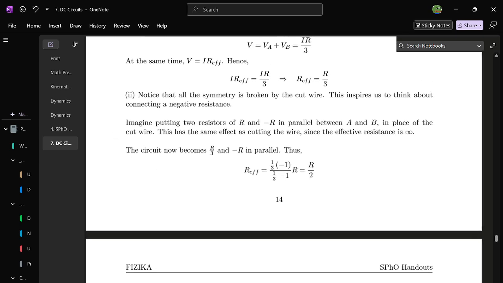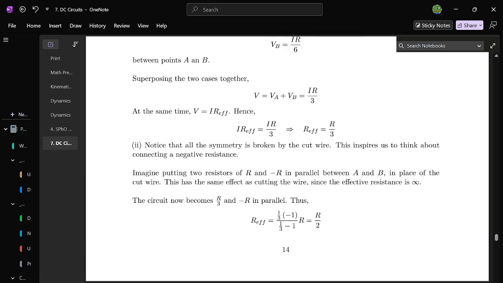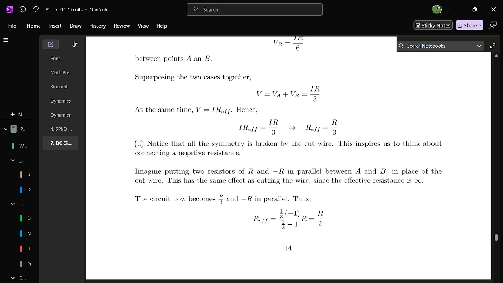Okay, so that's the end of the notes. I think at this juncture, do you guys want to take a short break or continue with the problems?